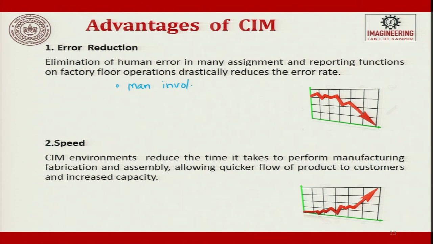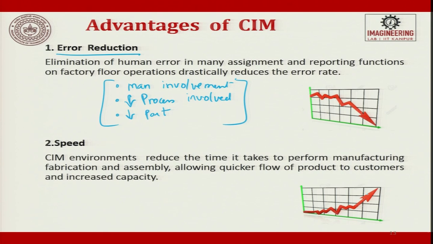In fact, nowadays we are also trying to reduce the processes involved. If we reduce the processes, then the number of defects happening in the process are all reduced. We are also trying to talk about reducing the number of parts. So, all these things will lead to error reduction. So, we are talking about human error, that is, elimination of human error in many assignments and reporting functions.